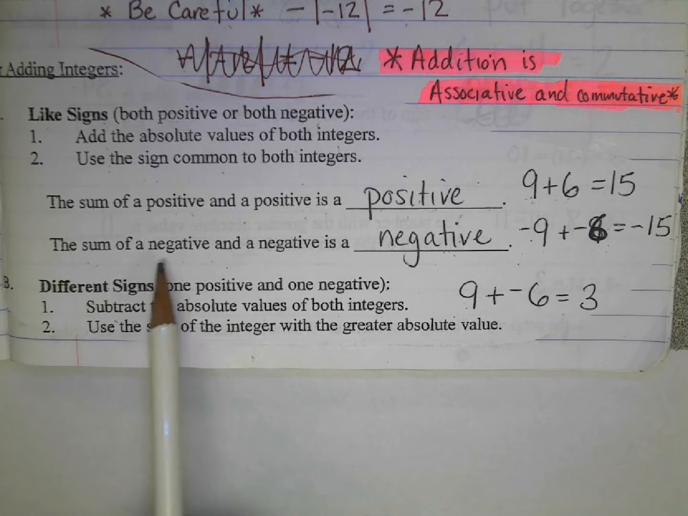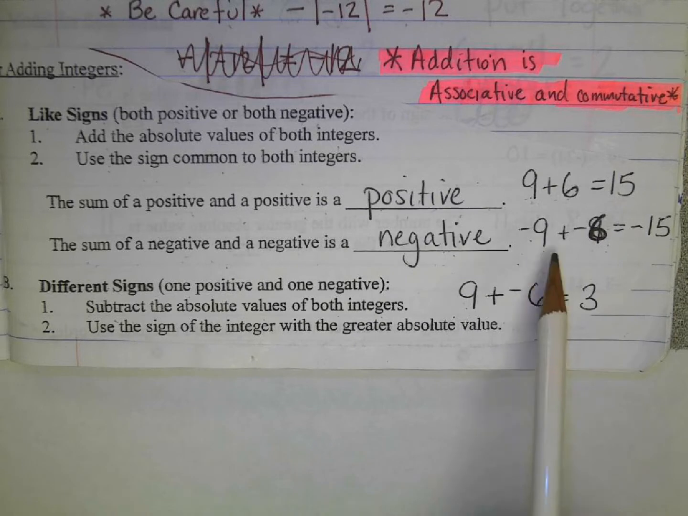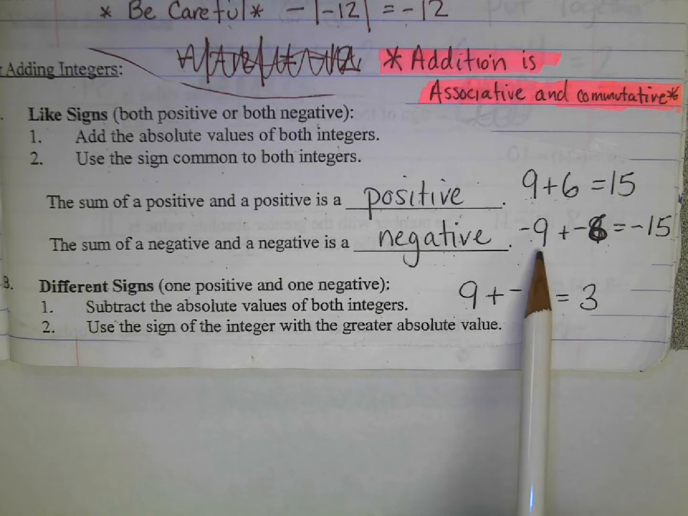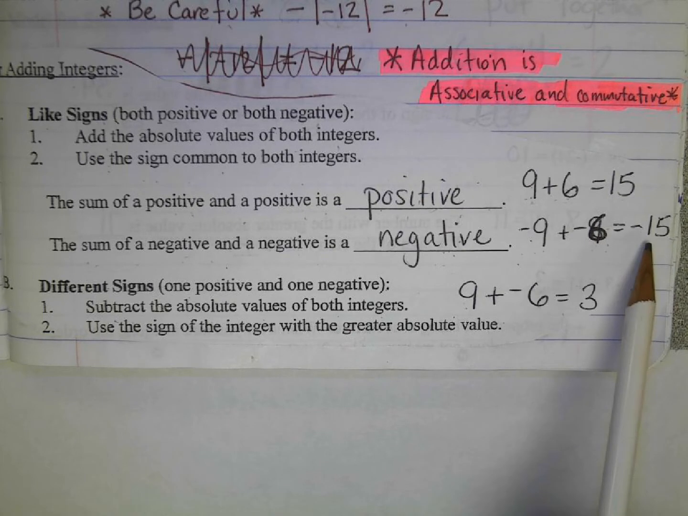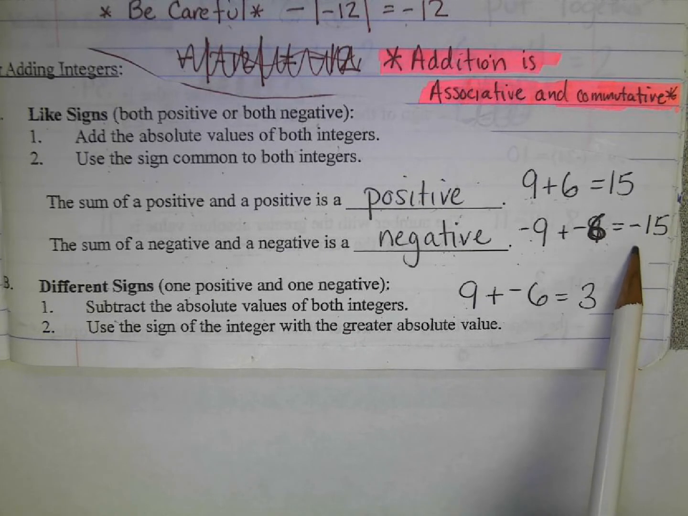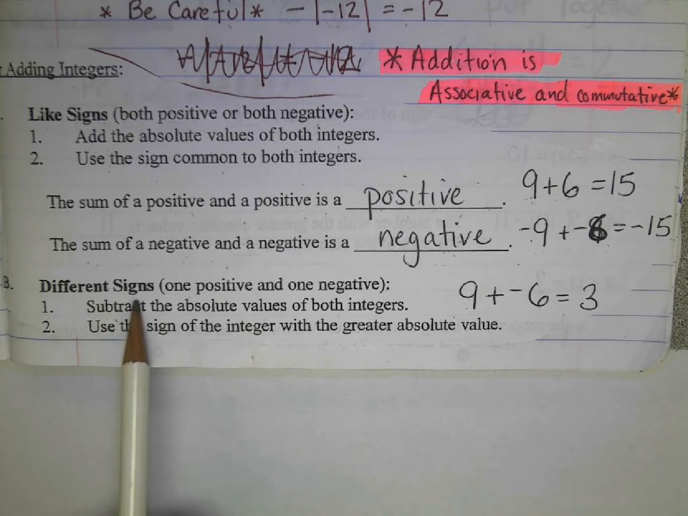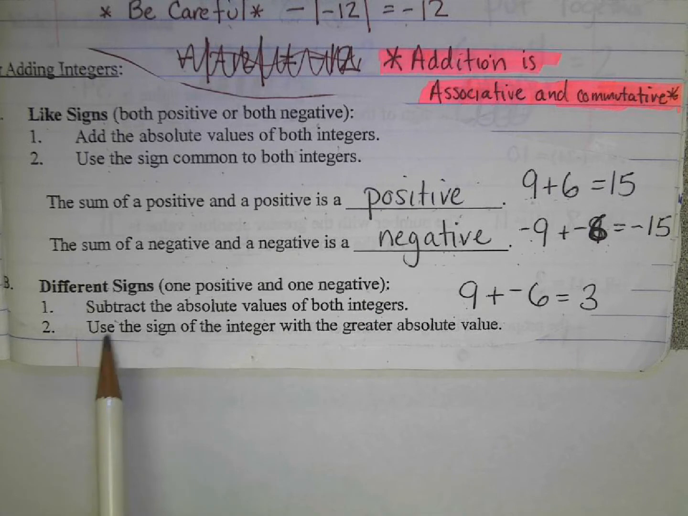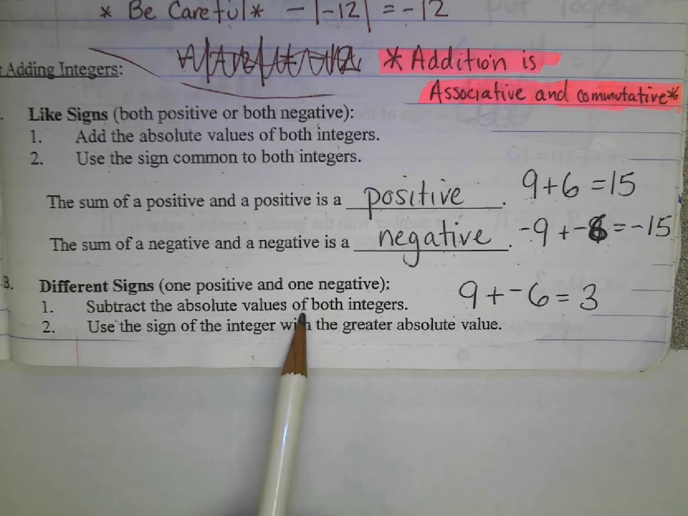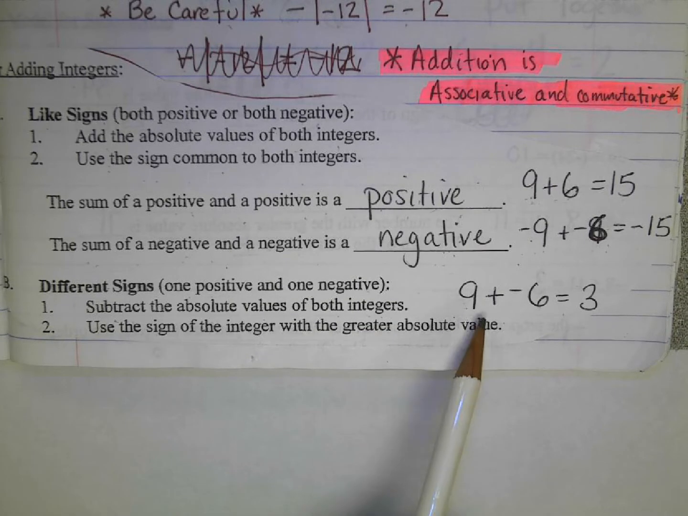The sum of a negative number and a negative is also going to be negative. So if I add two negative numbers, my answer is going to be more negative. Okay? And then different signs. So one's positive, one's negative. This is what we do. All right? Subtract the absolute values of both integers. All right? So we've got the absolute values of 9 and negative 6.